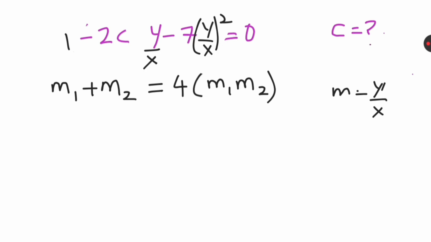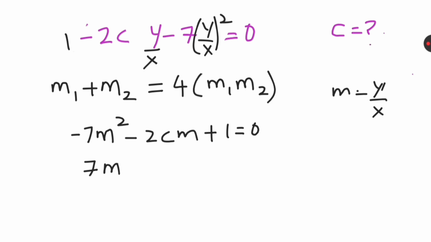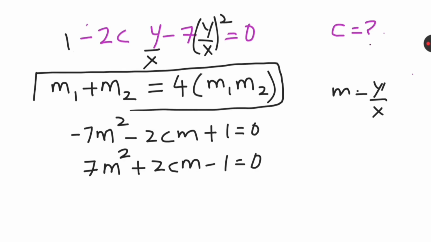After writing in terms of m, the equation is going to be minus 7m raised to the power of 2 minus 2cm plus 1 equal to 0. If you multiply both sides by minus 1, then it is going to be 7m raised to the power of 2 plus 2cm minus 1 equal to 0. Here no need to find the roots. What they said is the sum of the slopes equal to 4 times the product of their slopes. Let's find only the sum of the roots and the product of the roots.